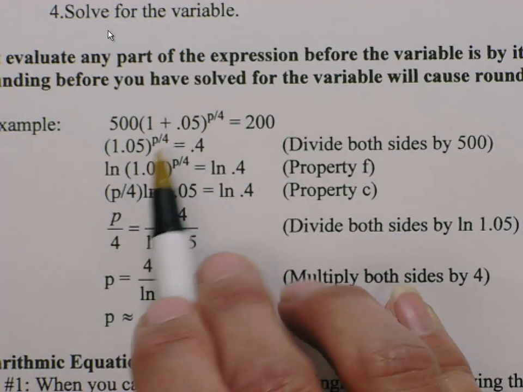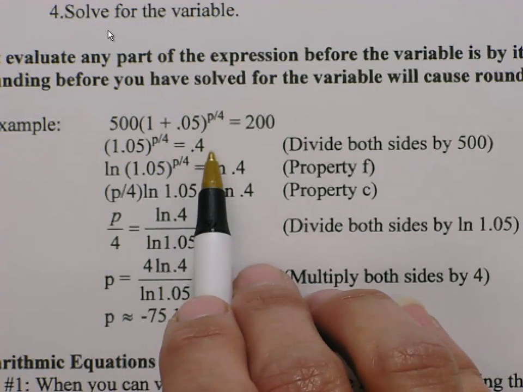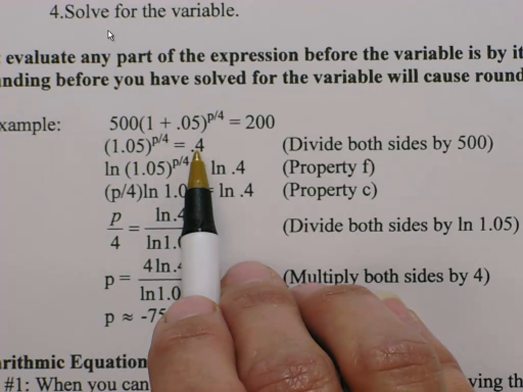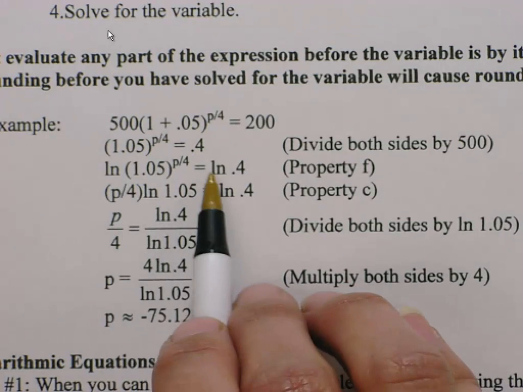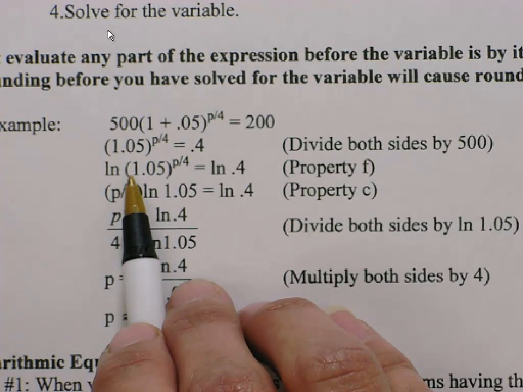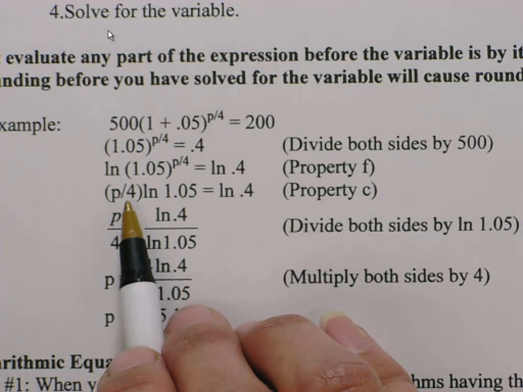All right? At that point, I can see I can't write both sides having the same base. So I'm going to have to take either the log or the natural log of both sides. I chose to take the natural log of both sides in the third line. And in the fourth line, that allowed me to bring the exponent out front.